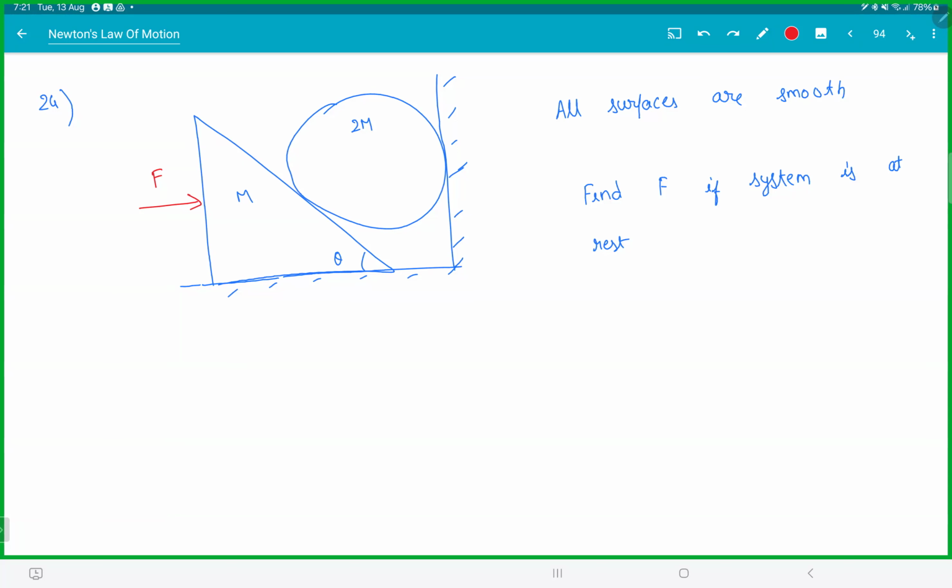Remember the process. Step 1, draw the free body diagrams. Step 2, assign accelerations. There's none here. Step 3, resolve the forces along the directions. Step 4, net force is 0 in any direction. Try 2 minutes, then I'll show you. Then you can see what went wrong in case you didn't get it.